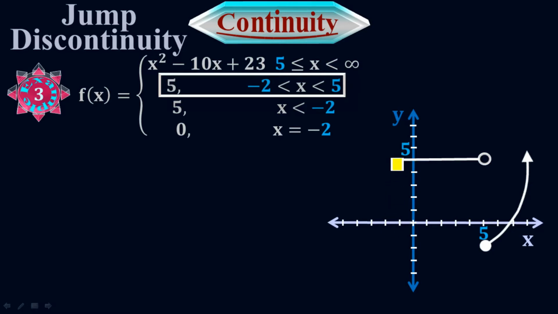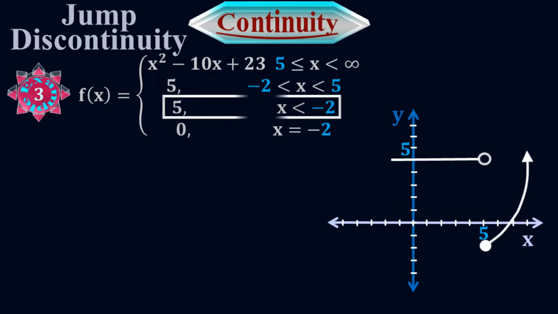This function is not defined exactly on positive 5 and not defined exactly on negative 2. And here is my second piece of the graph for the second piece of the piecewise equation, which extends between -2 and +5. My third piece is also 5. Its graph will be in this shape, which is greater than -2.